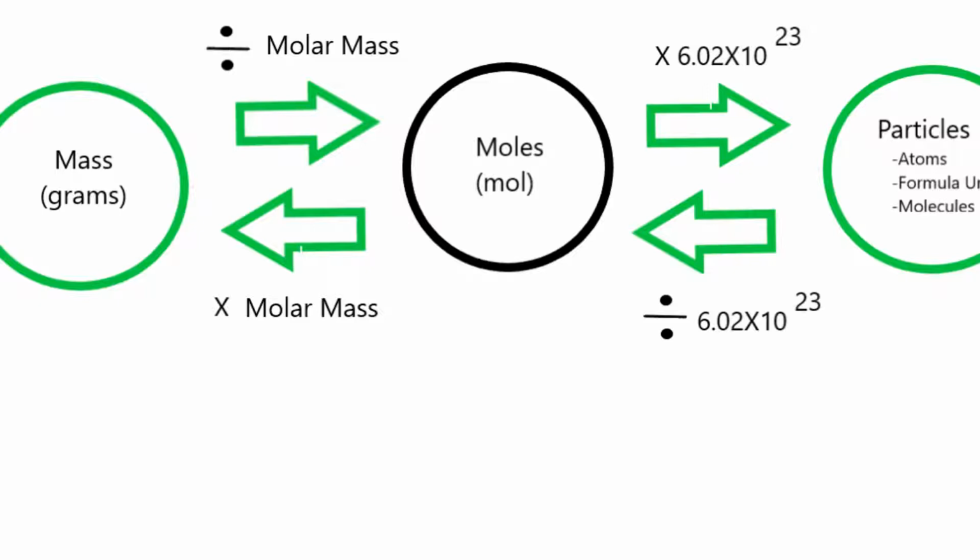Now you notice that you can't go directly from mass to number of particles. You have to make that step in between. You have to convert to moles. And for particles, if you had to convert those to mass, you have to go to moles first and then to mass. Okay, let's take a look at some examples.